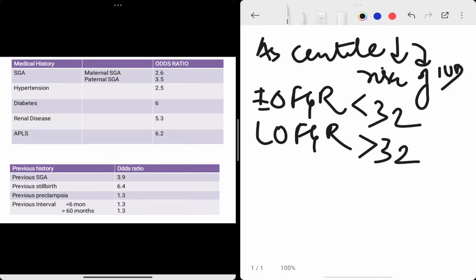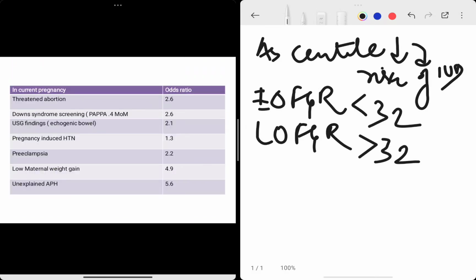kidney disease patient, or APLA. So APLA is also associated with fetal growth restriction, preeclampsia, and IUD, and here also hypertension, diabetes, CKD, and APLA. Now coming to previous history, if the previous baby was also SGA, then the odds ratio is 3.9. Previous history of stillbirth, previous history of preeclampsia, and the interval means inter-pregnancy interval. If this mother has conceived within 6 months of the last delivery, or if the duration is more than 5 years, then this is also a risk factor.